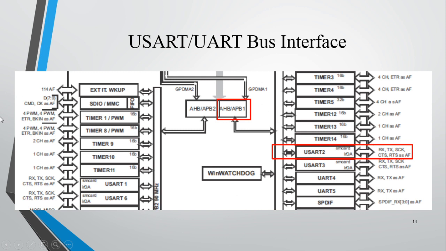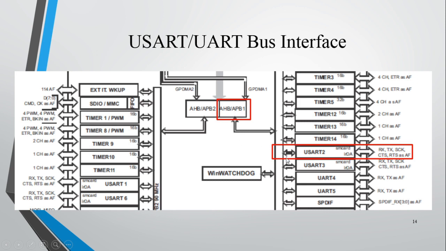Then this is a block diagram showing to which bus interface our UART peripheral is connected. I have told that we are having 6 UARTs. So UART1 and UART6 are connected to the APB2 interface, which is the high speed advanced peripheral bus, that is APB2. And UART2, UART3, 4 and 5, these 4 UARTs are connected to the APB1 interface, that is the low speed advanced peripheral bus, that is APB1.